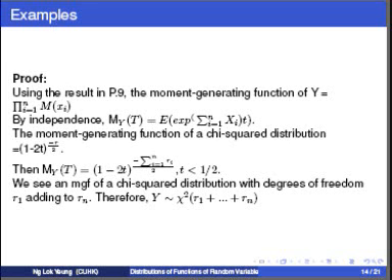The proof of the theorem is as follows. Using the result mentioned on page 9, we know the moment generating function of Y, M_Y(t), equals the product of all moment generating functions of all Xi's. By independence, M_Y(t) equals the expectation of exponential to the power of the sum of X1 to Xn times t. The moment generating function of a chi-squared distribution equals (1 minus 2t) to the power negative r over 2. We then have M_Y(t) equals (1 minus 2t) to the power of negative the sum of r1 to rn over 2, with t less than 1 over 2. From this, we see an MGF of a chi-squared distribution with degrees of freedom r1 adding to rn. Therefore, it finishes the proof that Y follows a chi-squared distribution with degrees of freedom r1 adding to rn.